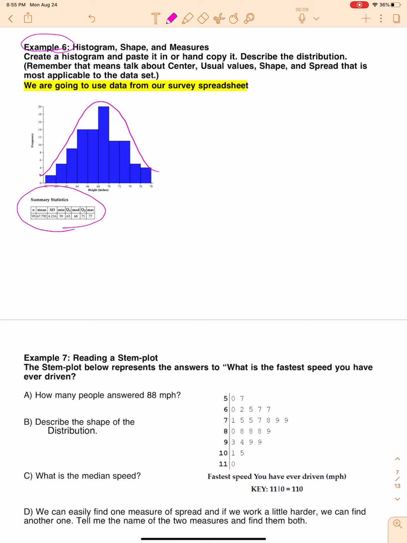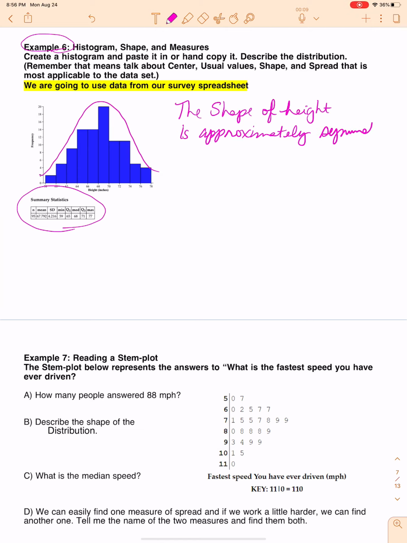So I am going to say this, the shape of height for the most amazing kids ever. You're welcome. The shape of height is approximately symmetric. And when it's this symmetric, you can just say symmetric. You don't really have to say that it's approximately. I just like my wiggle words.